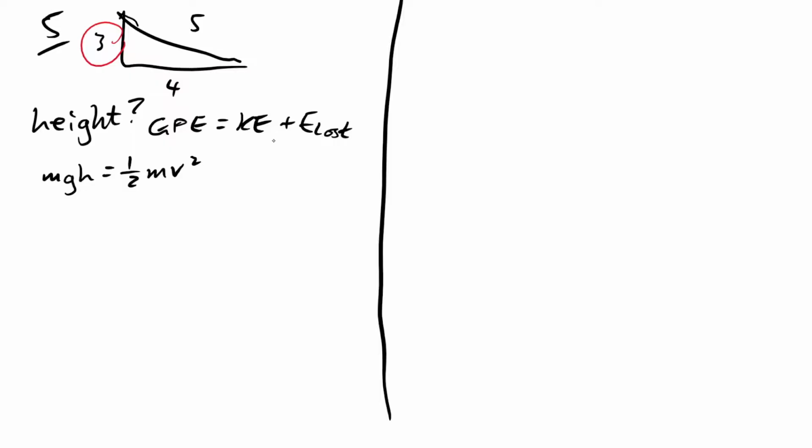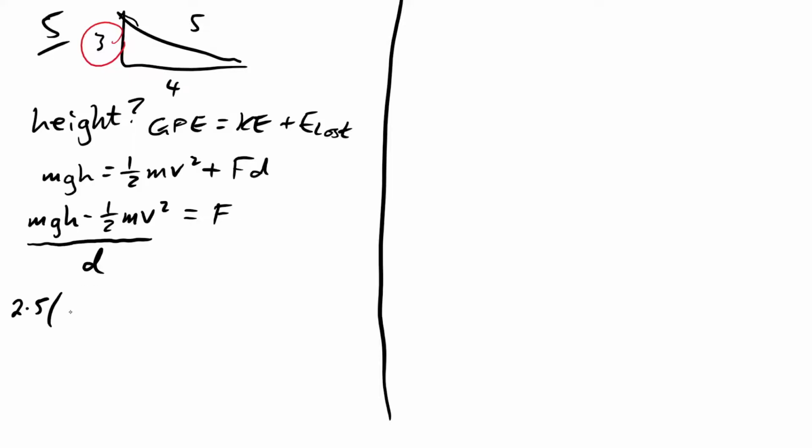So GPE equals KE plus work done against friction, just force times distance. So we might as well do this all in one go. I'm going to take half mv squared to the other side. I could also take out the mass as well. If I divide the whole lot by distance as well, that'll leave me with the force. Now, I will take the mass out.